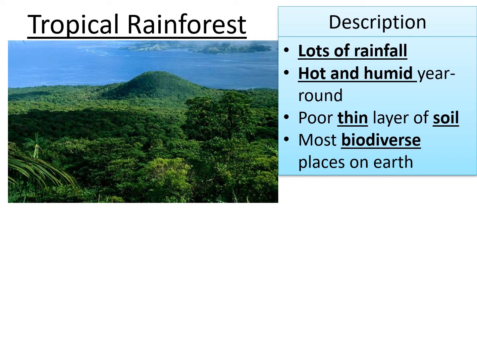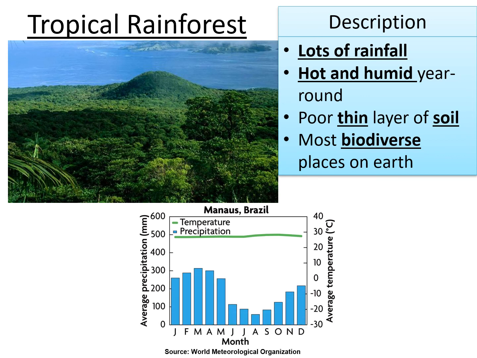Bio meaning life, diverse meaning variety. So it has a lot of variety of living organisms simply because it receives that rainfall and because it does have the sun so they can do photosynthesis. Because of the amount of rain, though, the soil is extremely thin, and so we'll talk about some adaptations that the plants have to account for that.